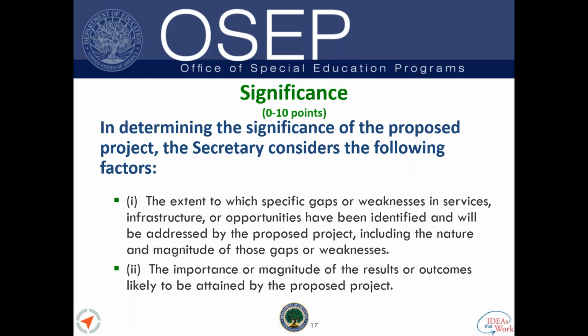The first criterion is the significance of the project. Applications can receive up to 10 points for this criterion. Reviewers will consider the extent to which specific gaps or weaknesses in services, infrastructure, or opportunities have been identified and will be addressed by the proposed project, including the nature and magnitude of those gaps or weaknesses. 2, the importance or magnitude of the results or outcomes likely to be attained by the proposed project.